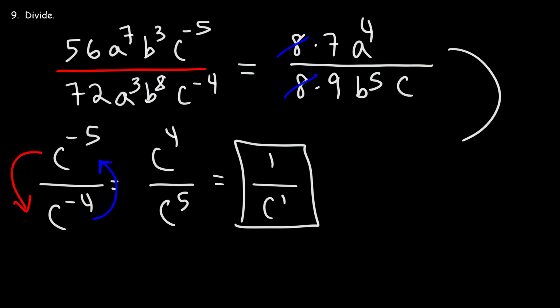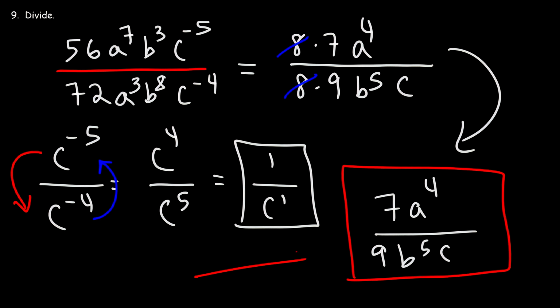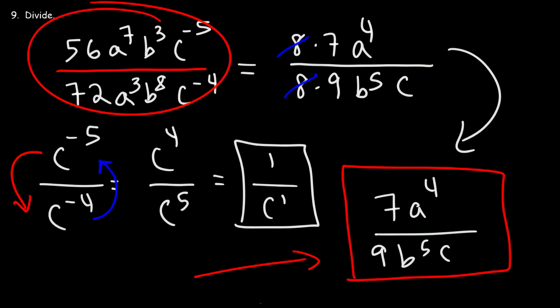So the final answer for this problem is 7a to the 4th, 9b to the 5th times c. So this right here is the final answer. That's as far as we can go in terms of simplifying this expression.